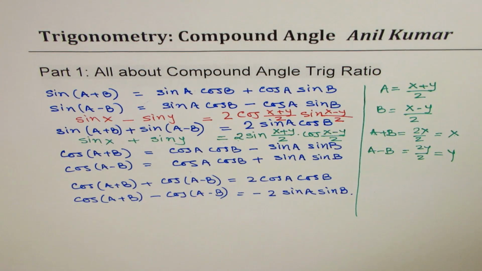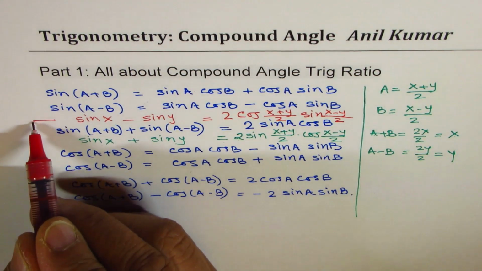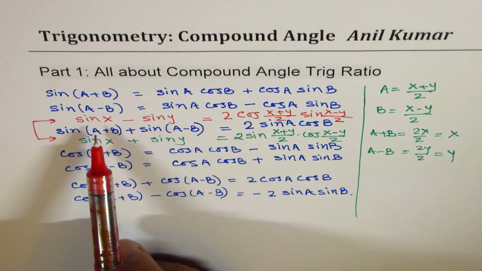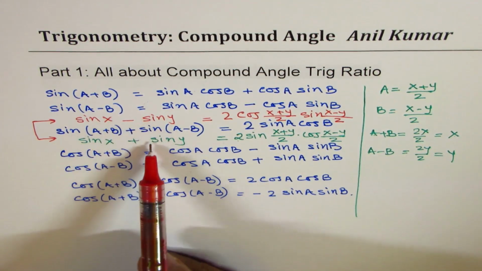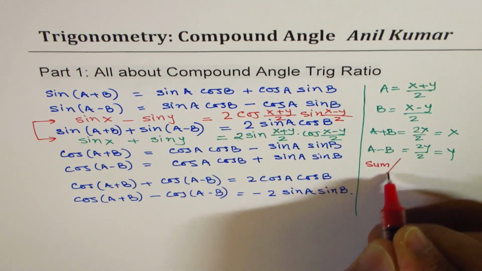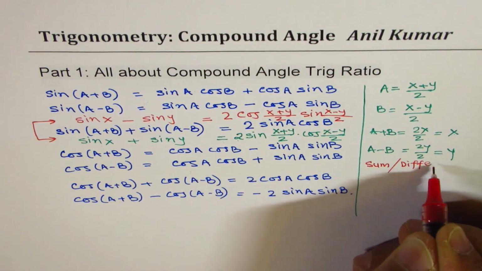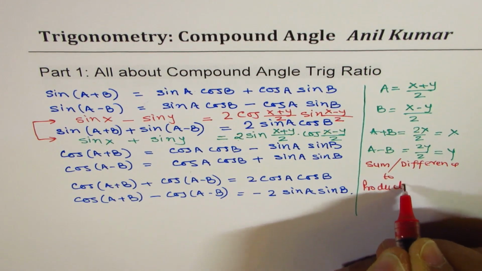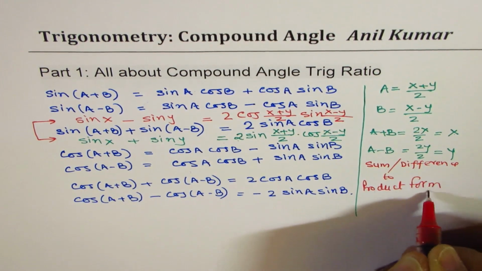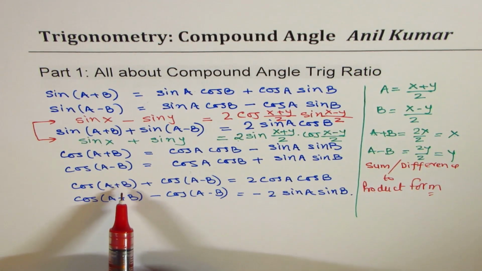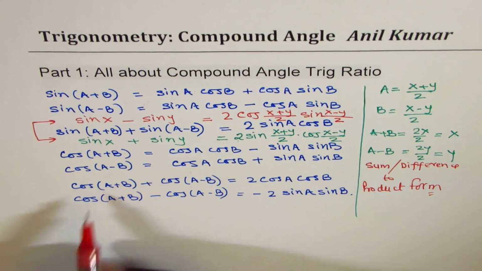Do you get it? So what we get from these sum and difference formulas are other formulas which are very useful. What we have done is converted sum or difference into product. Do you see that? So it is converting sum or difference to product form. Do you see that? Now here, you could apply the same thing. Replacing a plus b by x, what do we get?